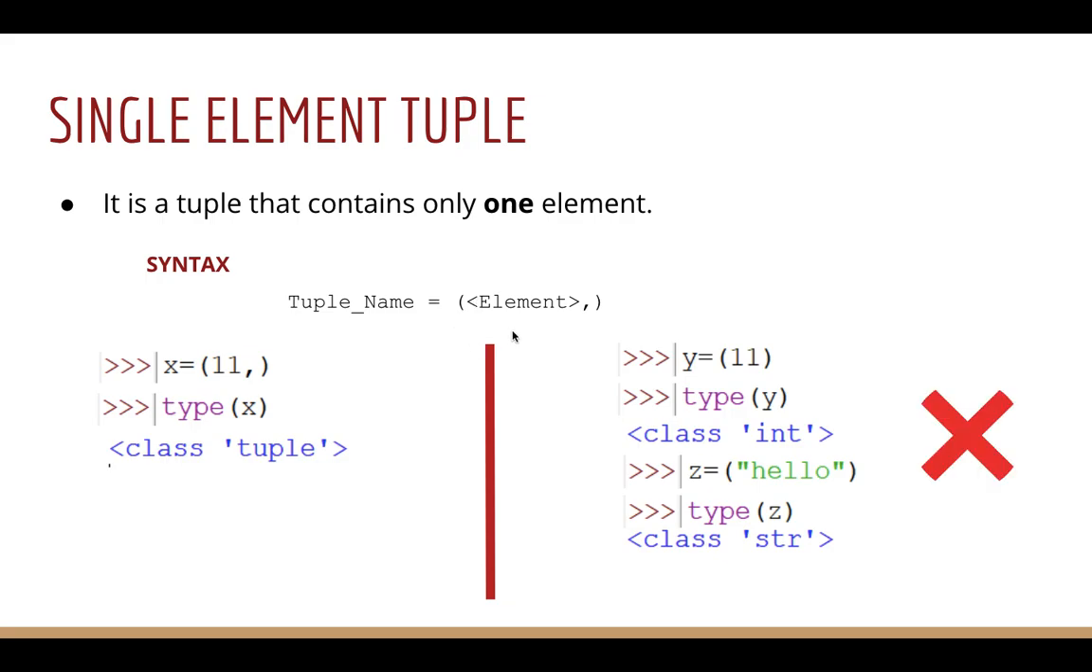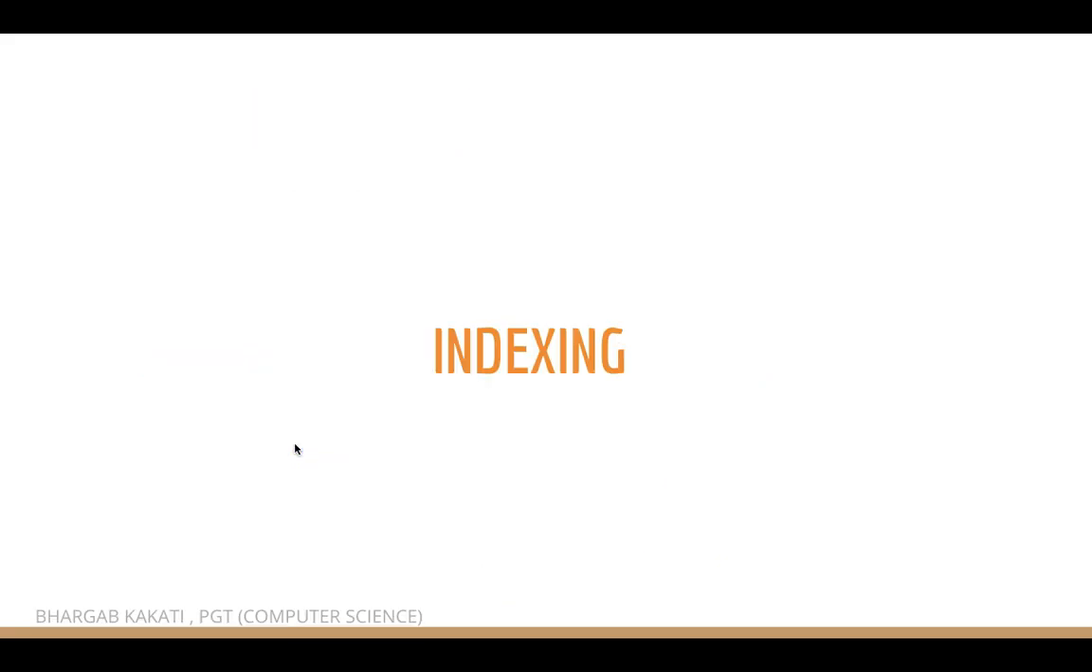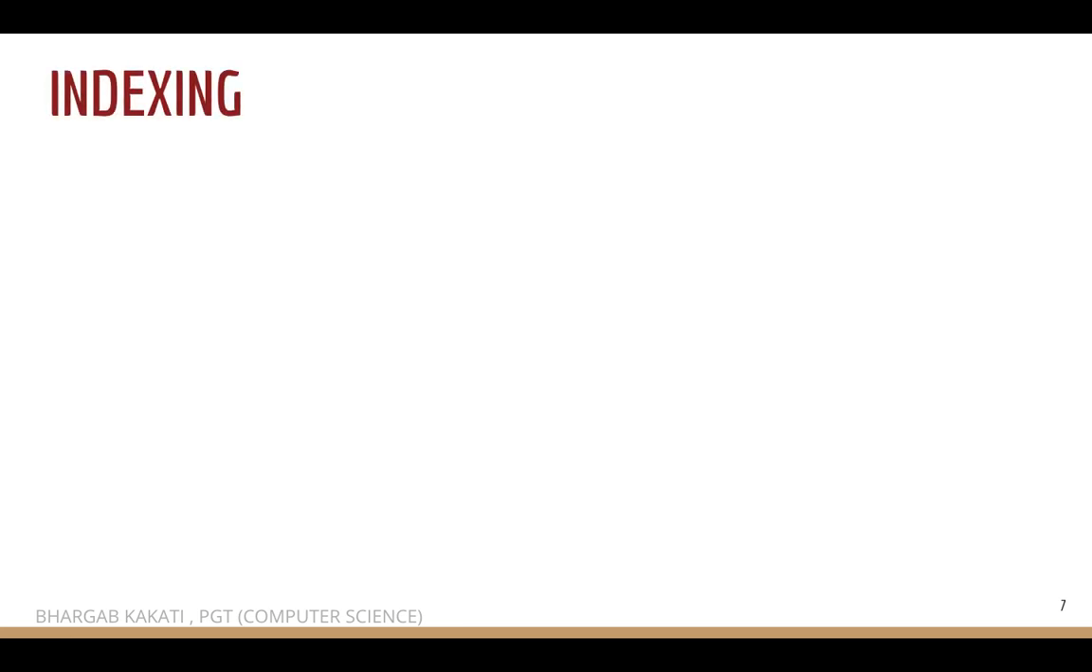Let's move ahead. So these are not the ways in which tuples can be created. This is the correct way for creating a single element tuple. Let's move ahead with the indexing. So what do we mean by indexing? If you have studied the chapter on list, then you already know that each element has a number associated with it. That number is known as index. Similarly, in case of tuple also, each item of a tuple has a number known as index.